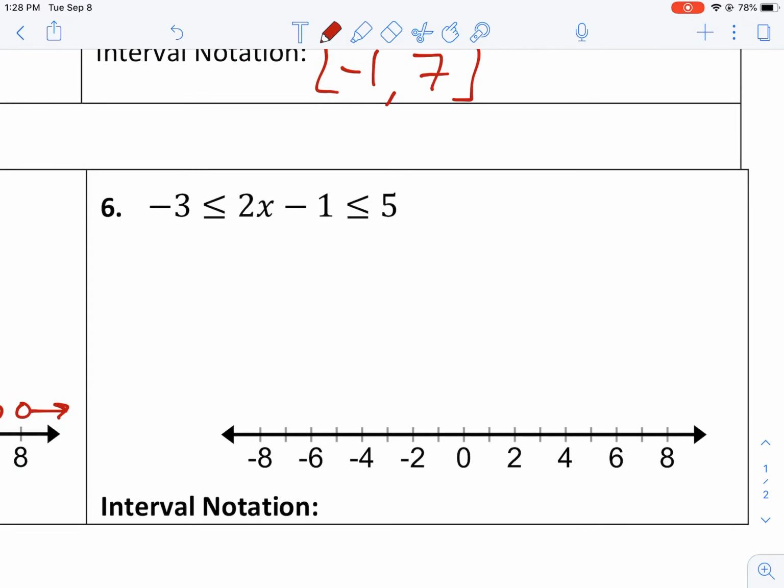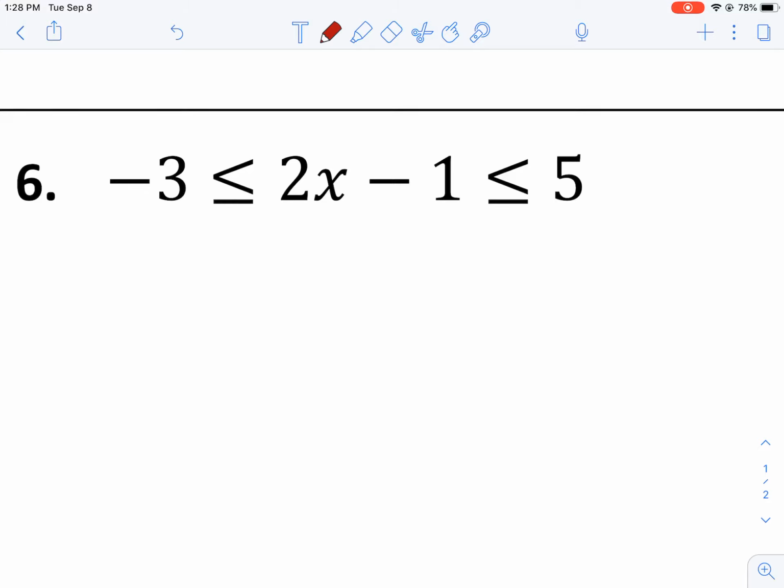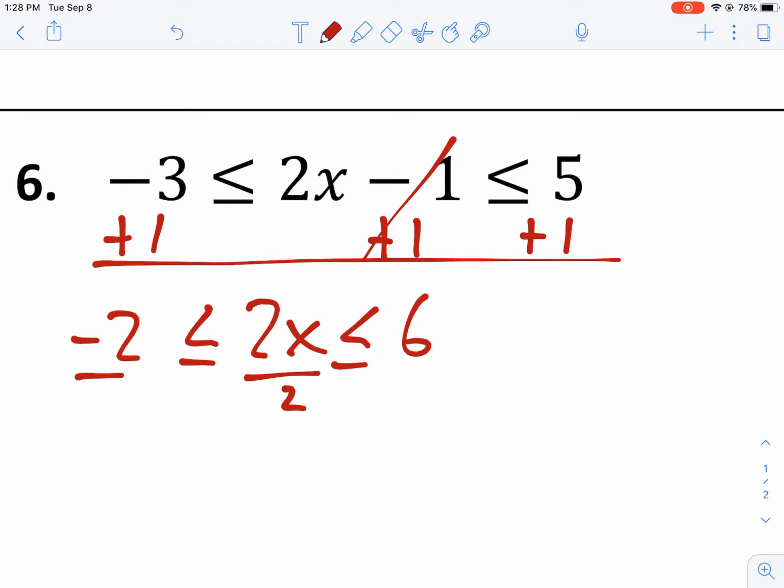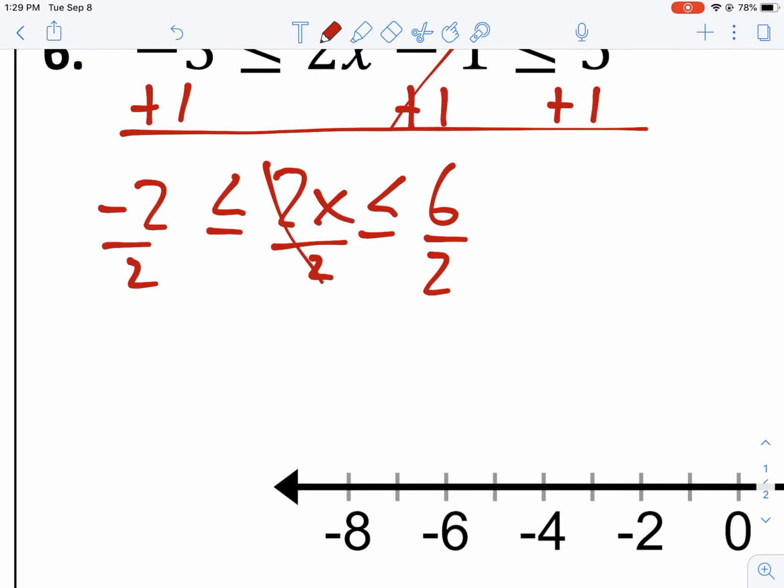Last question. This is an and compound inequality. Ors can never be written this way. So if it's written this way, it's got to be an and. So we want to solve this. So we're going to add 1 to all our sides. Cancels that out, so this becomes -2 is less than or equal to 2x is less than or equal to 6. Now we're going to divide by 2, and again, anything that you do to the middle, you now have to do to all your sides. You're going to do it 3 times. So we got -1 is less than or equal to x, which is less than or equal to 3.